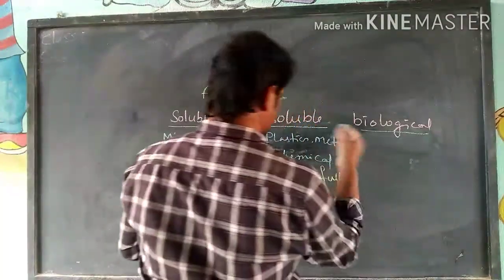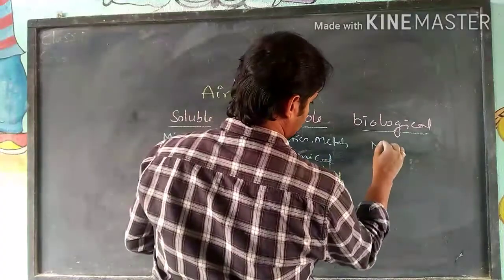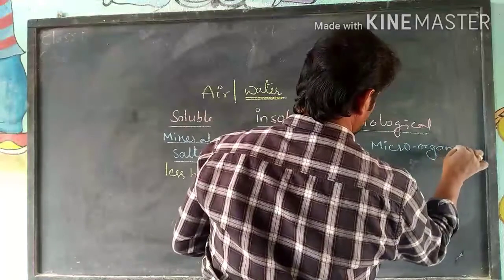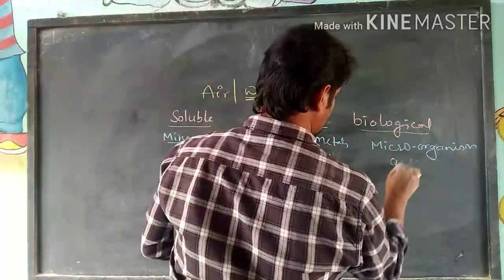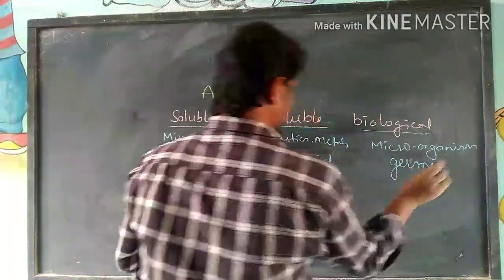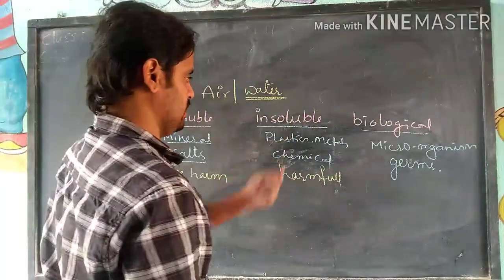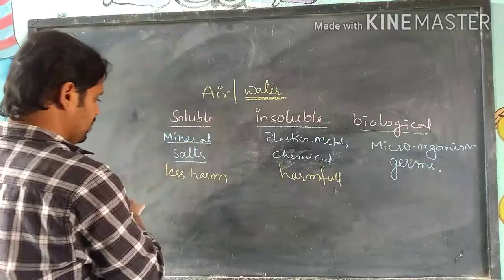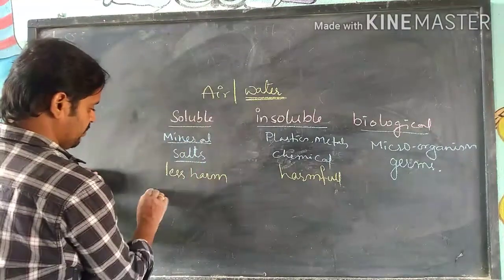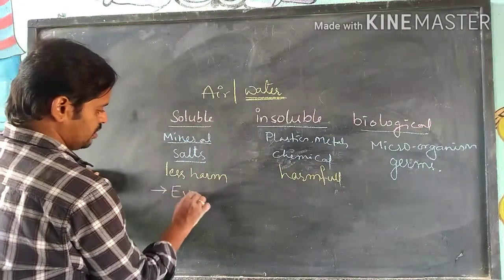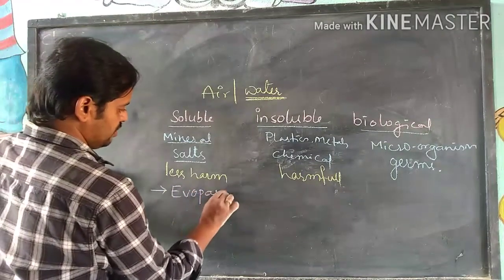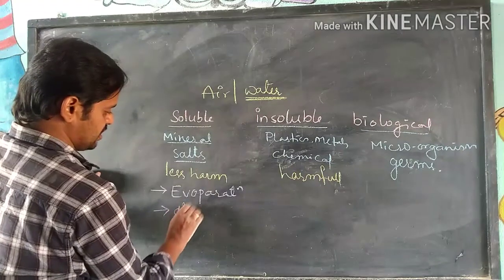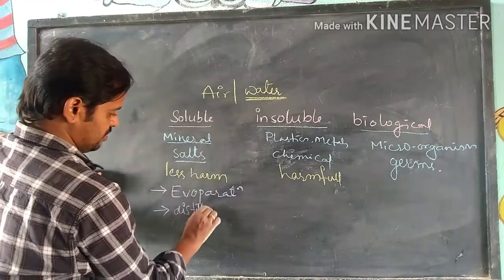Whereas biological impurities include microorganisms, or we call them germs, right? These germs cause diseases. Here we can remove soluble impurities with the help of evaporation, as well as distillation, that we discussed.